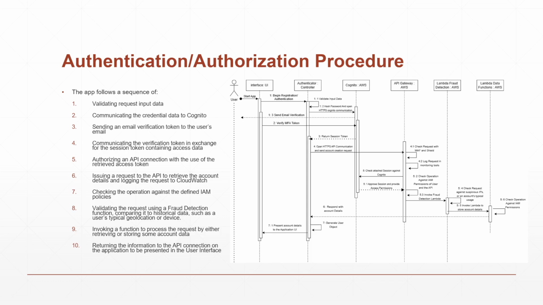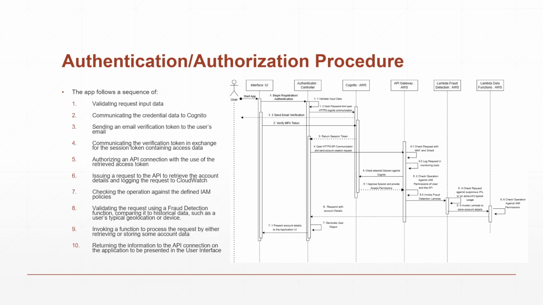user access data and their identity, authorizing an API connection with the use of the retrieved access token. Then we'll issue a request to the API to retrieve the account details and also log the request to CloudWatch. We will check the operation against the defined IAM policies.